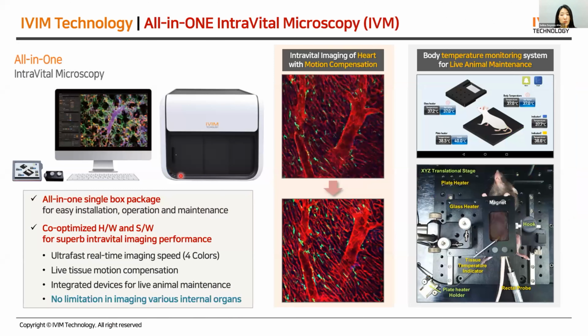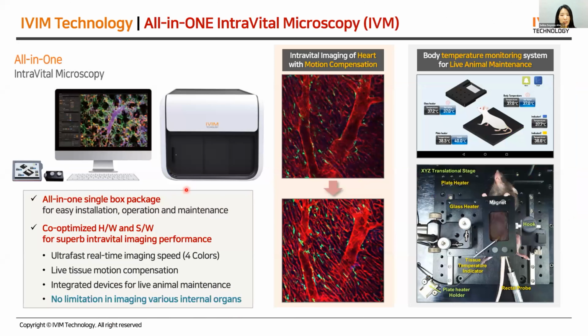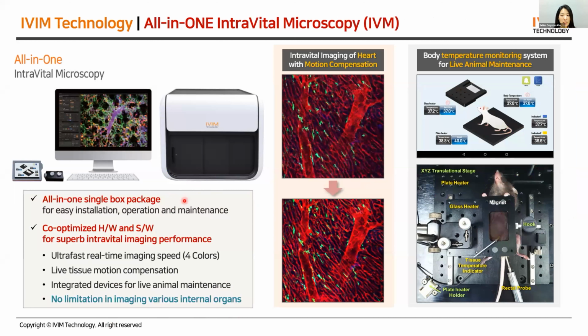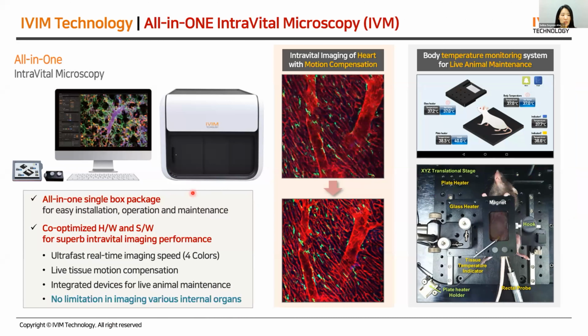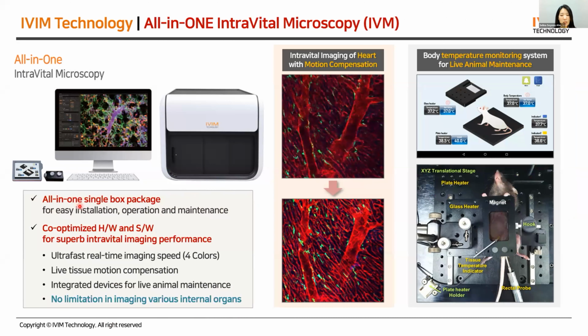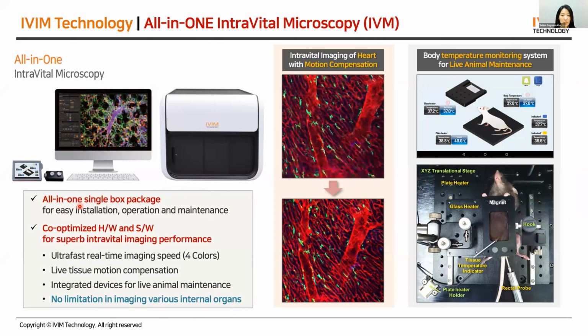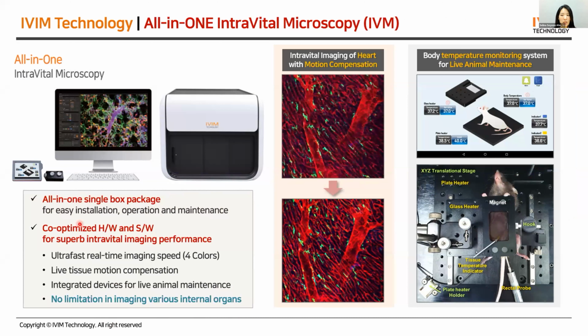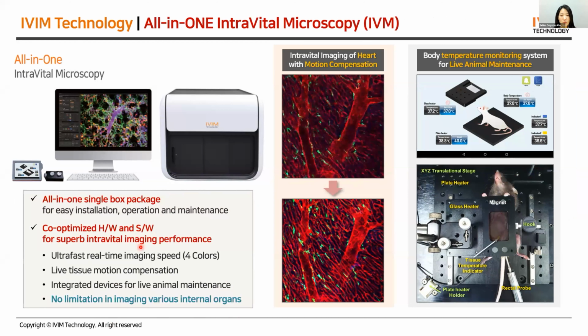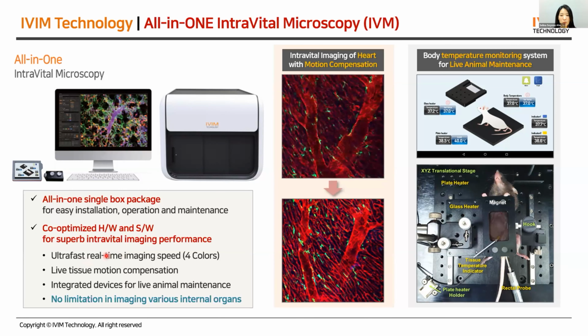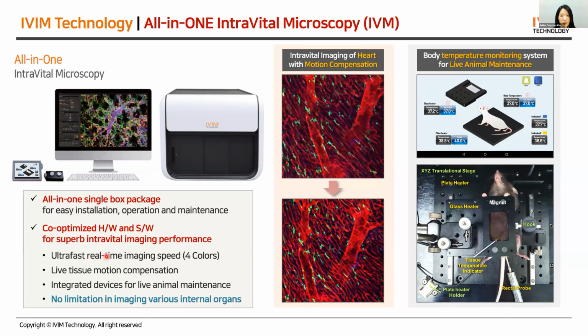IVIM is the world's first and only company providing a new all-in-one system with the best in vivo imaging performance. This all-in-one single box package enables easy installation, operation, and maintenance, and it has co-optimized hardware and software for fast in vivo imaging performance with ultra-fast imaging speed up to 100 frames per second.